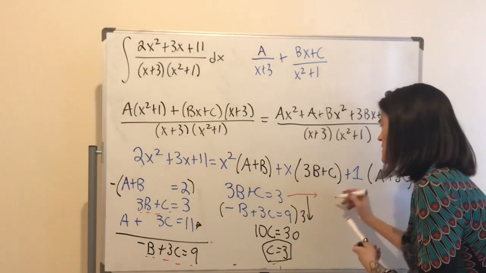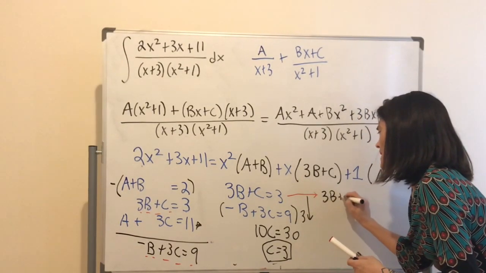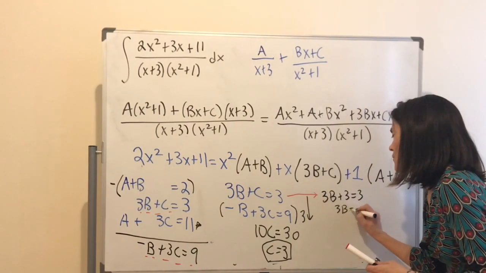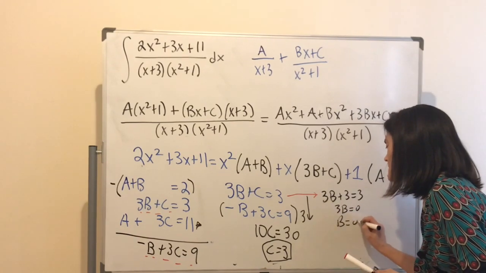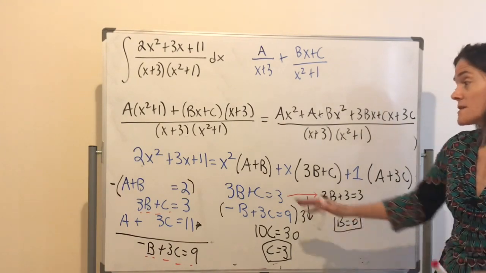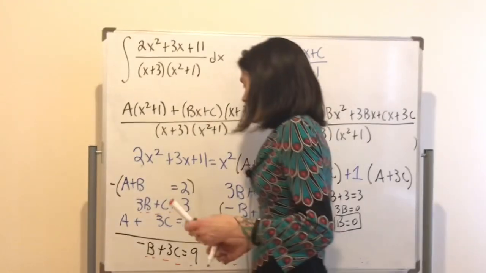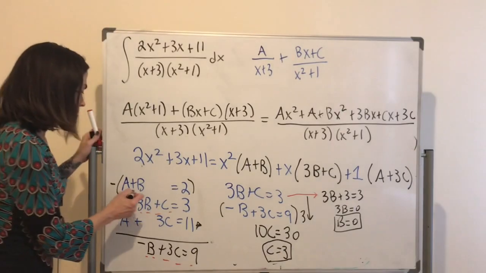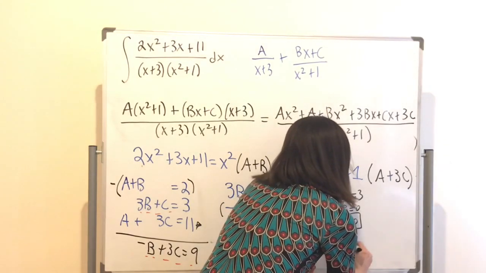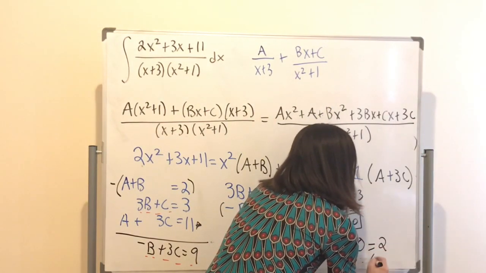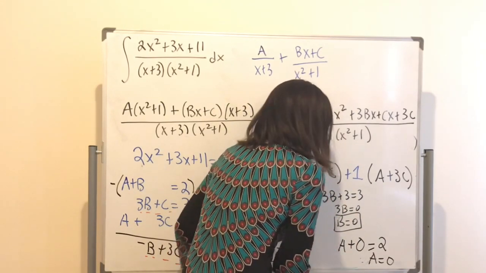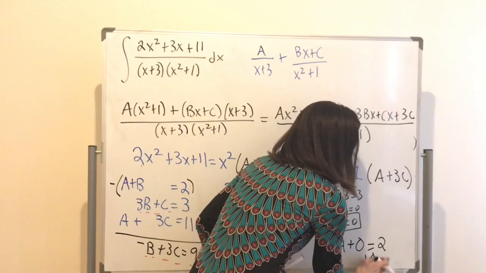We have 3b plus 3 is 3. Well, this says that 3b is 0, or b is 0. We found b. And finally, the easiest one to go is the very first equation. Here, because if b is 0, this gives us that a plus 0 is 2, or a is 2. I'll box it in black, and then I will, oh, not 0, 2.